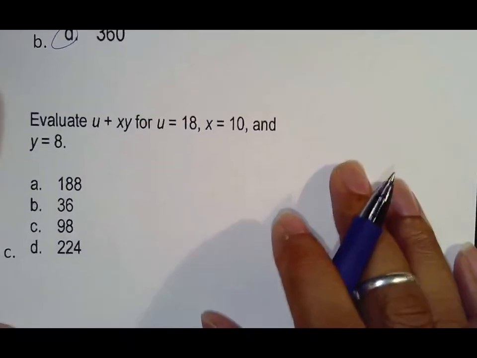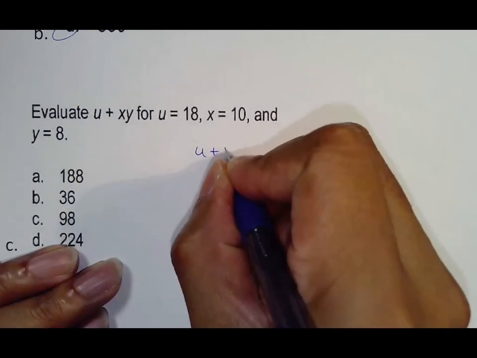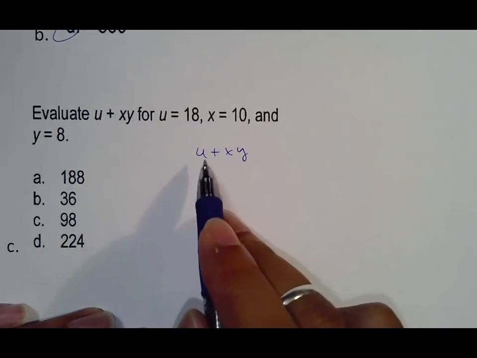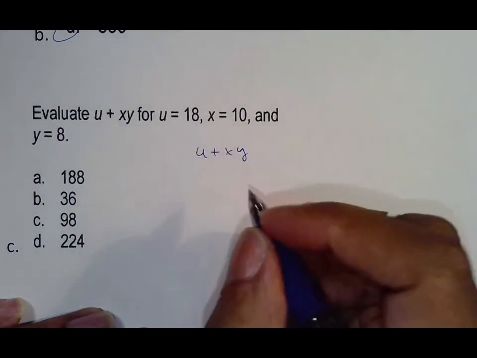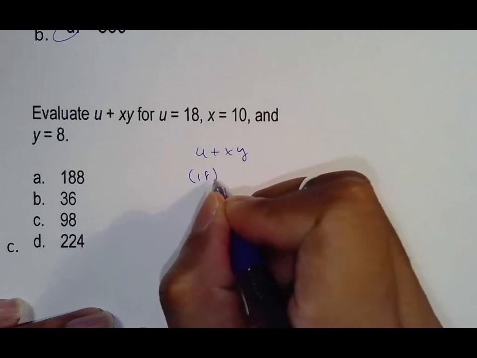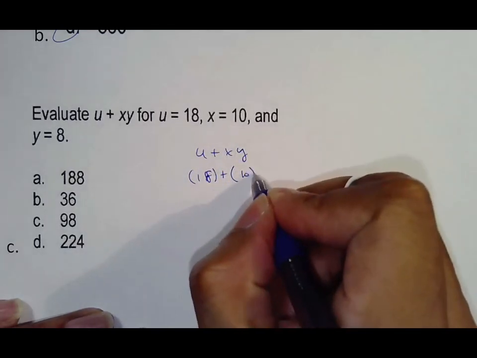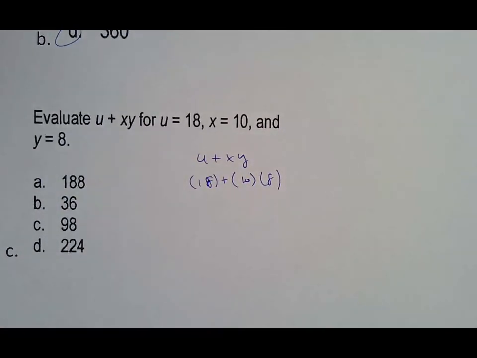The third one, evaluate u plus xy for these 3 values. Again, what I'm going to teach you as we continue to go is that every time you turn a letter into a number, or variable into a number, use parentheses. So if u is 18, we're going to turn u into parentheses 18. Plus, once I see an x, I'm going to open it up, put a 10 in and close it. Once I see a y, I'm going to put an 8 in and close it.